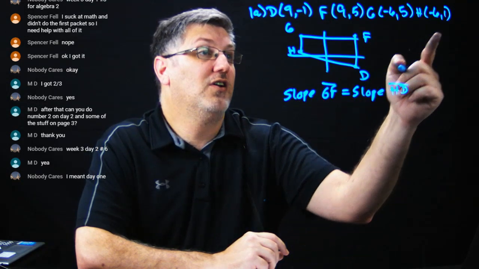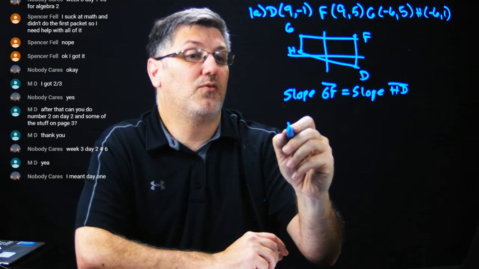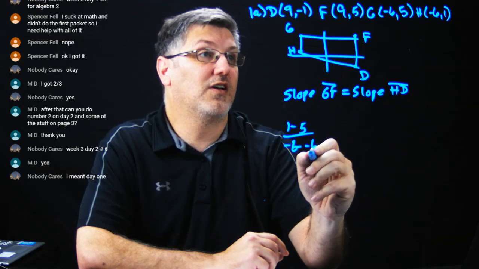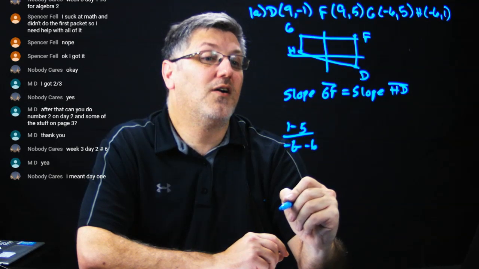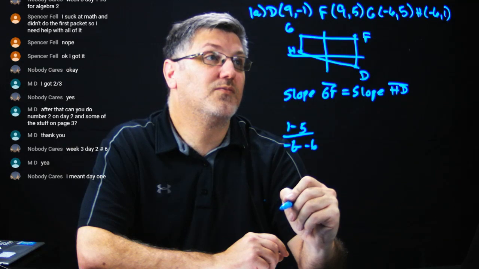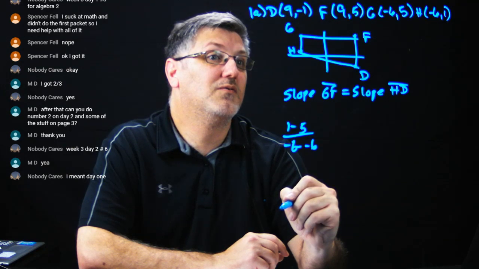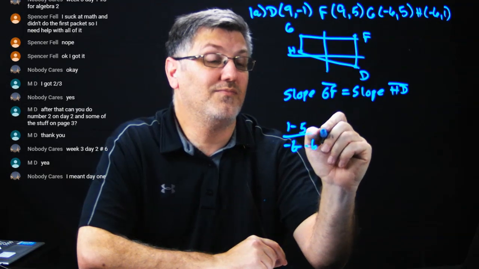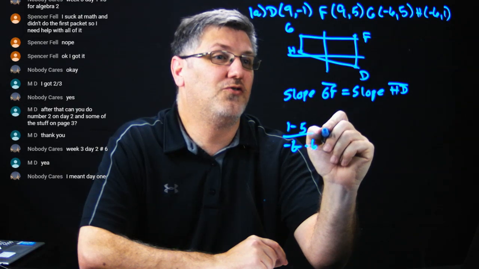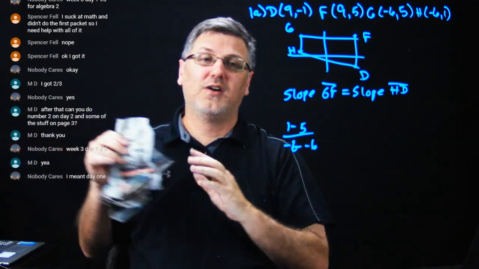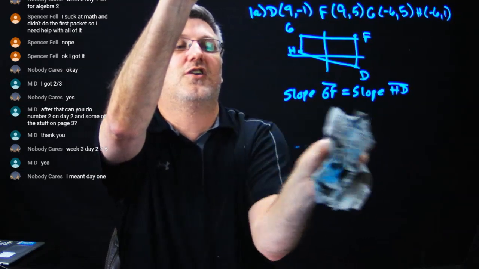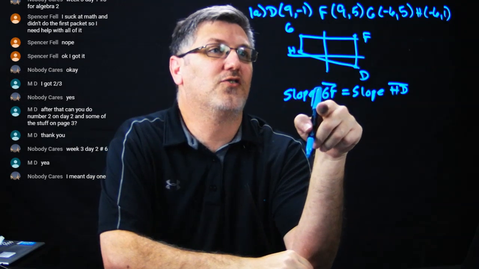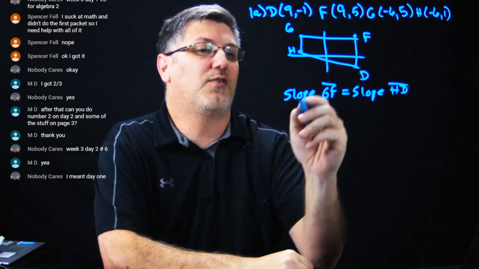So let's do GH. Let's see, 1 minus 5 divided by -6 minus a -6. Did I really do that? Yes, I did. It's okay. I'm going to show you why. I do GH? Oh, I did GH, that's why. I'll do GF. So GF. 5 minus 5.